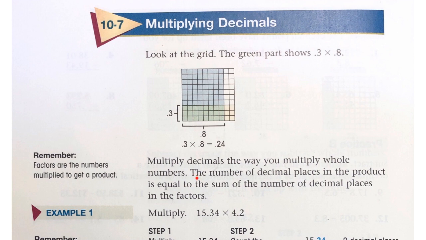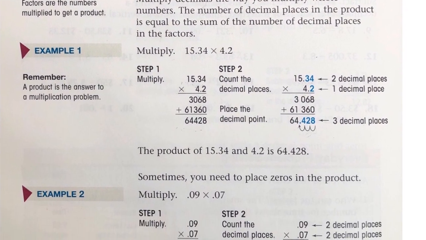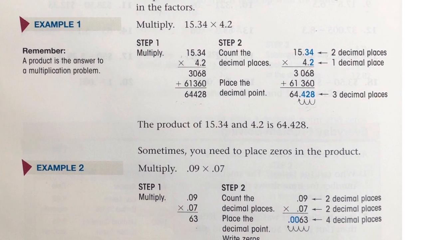The number of decimal places in the product is equal to the sum of the number of decimal places in the factors. Examples will help. Multiply 15 and 34 hundredths times 4 and 2/10.